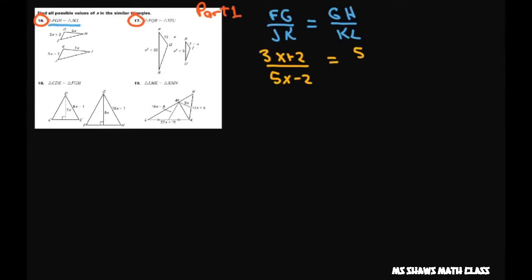So the first thing I want to do is set up my proportions for my sides, and I'm going to write FG is to JK as GH is to KL. And now I'm going to substitute my values. So you have 3x plus 2 divided by 5x minus 2 equals 5x divided by 7x.